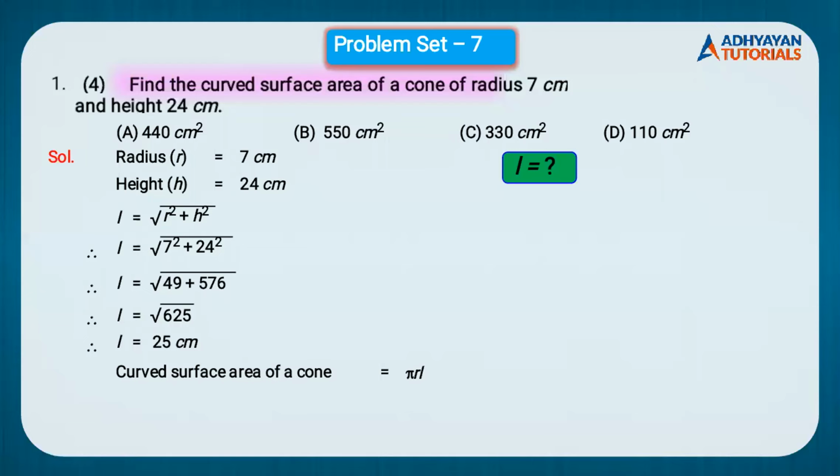Is it very clear? So pi is 22 upon 7, into radius. Radius is 7, into L. L is slant height 25. 7 will get cancelled. Students, I want you to multiply 22 into 25. Yes, multiply 22 into 25 and tell me what is the answer.